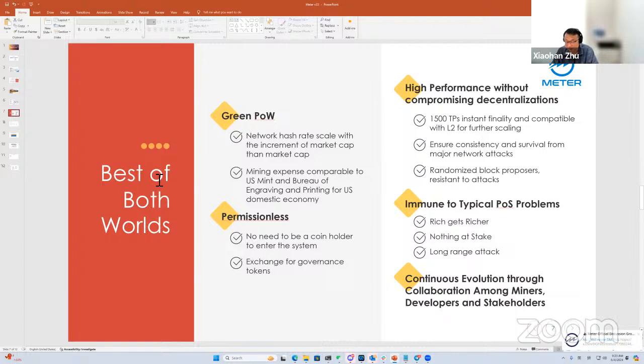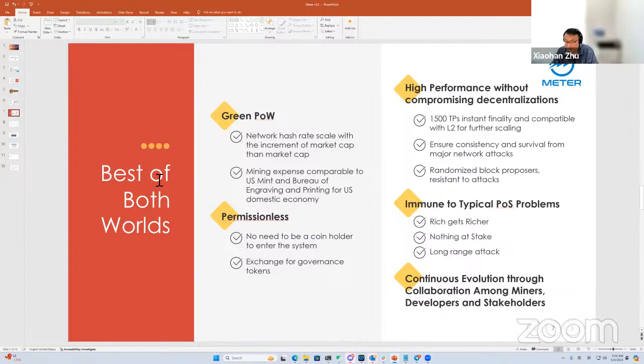So we actually have a comparison of such an economics with the cost of the U.S. Mint and Bureau of Engraving for printing U.S. dollars. To support the size of the U.S. economy, if you use a similar approach, the cost of proof of work will be similar to the annual budget for these bureaus. So it can be as efficient as fiat currency. And also the proof of work makes the network permissionless. You don't have to own anything to participate.